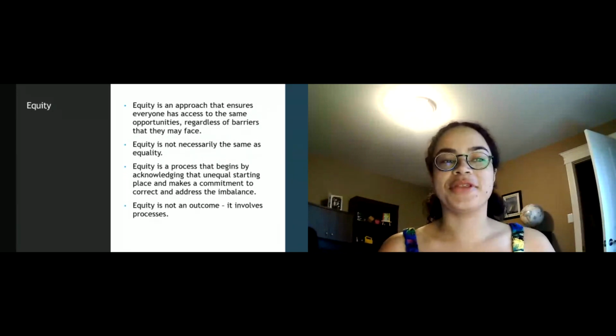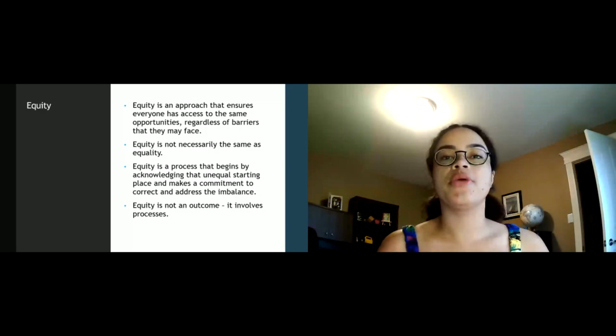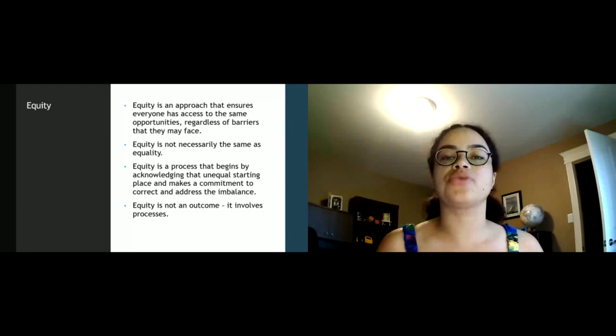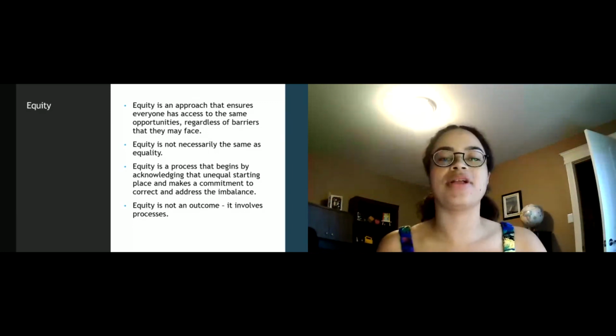I wanted to end off with equity in our definitions here. Equity is actually a little bit different in that it's an approach that makes sure that everyone has access to the same opportunities, regardless of their starting point or barriers that they may face due to their different lived experiences and backgrounds. So it's not necessarily the same as equality, because we're trying to make sure that instead of starting at the same place, everyone's ending at the same place.